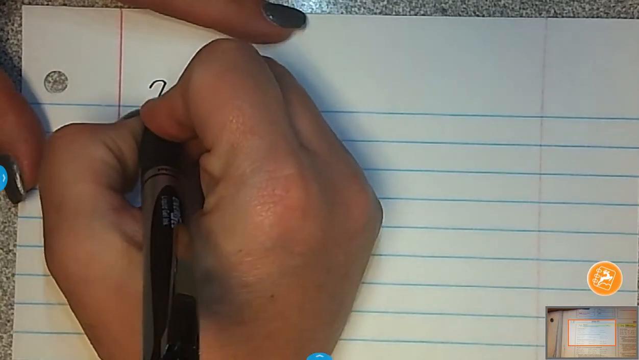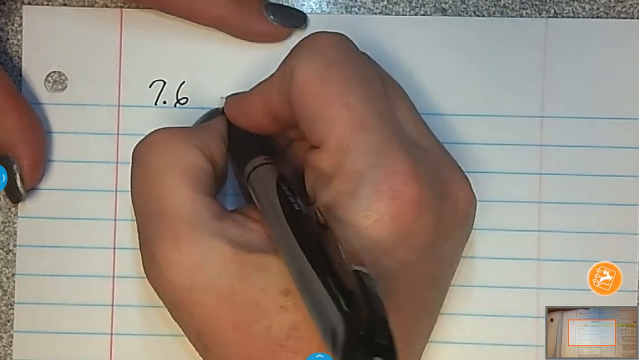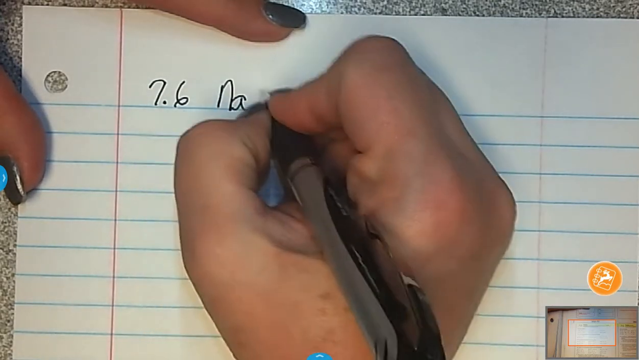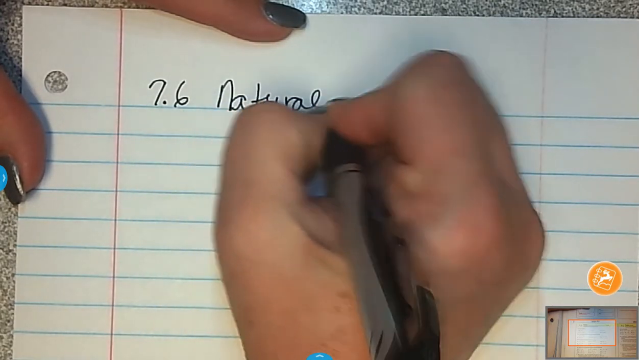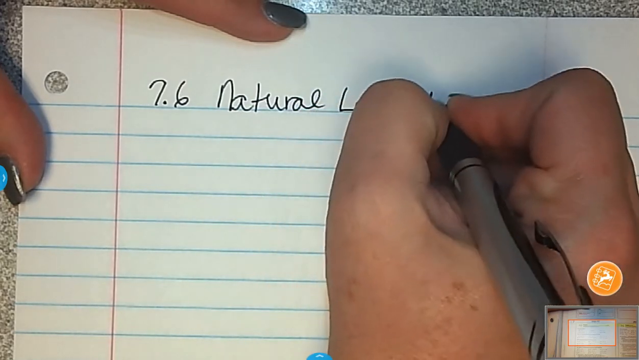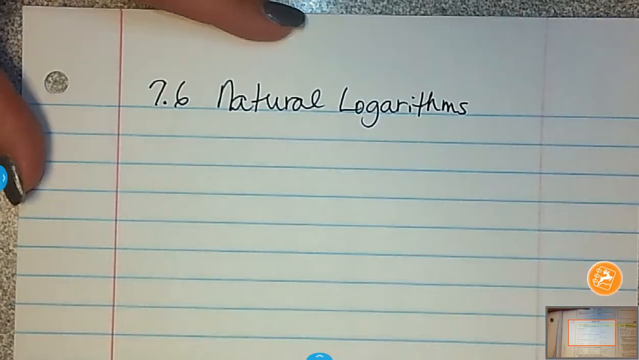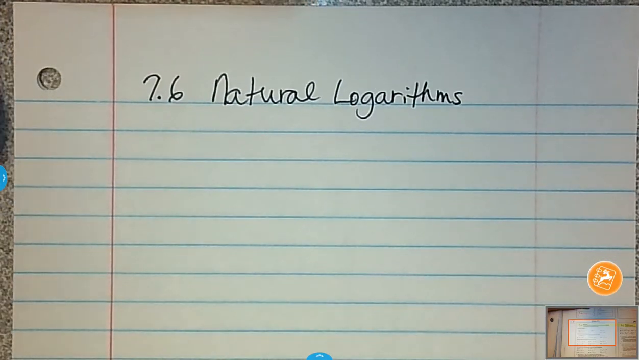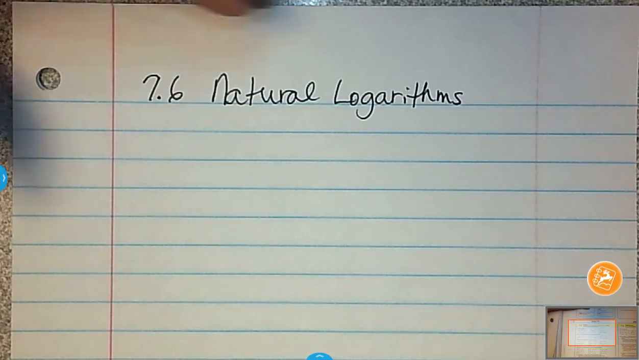All right, guys, 7.6. This section is on natural logarithms. We haven't finished 7.5. We'll come back to those 3 extra examples. We'll do those on, what day? Monday. Okay.